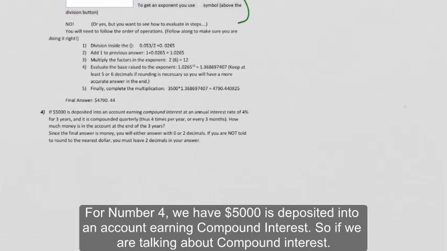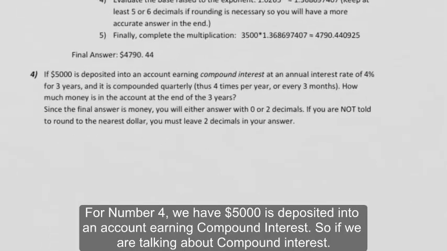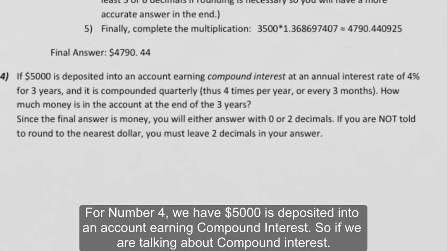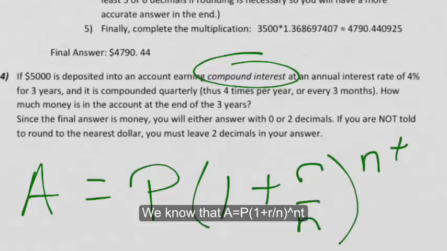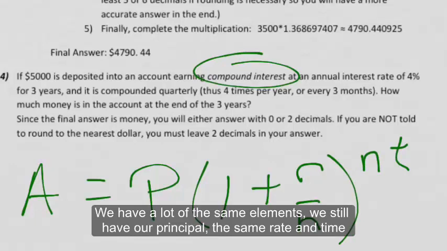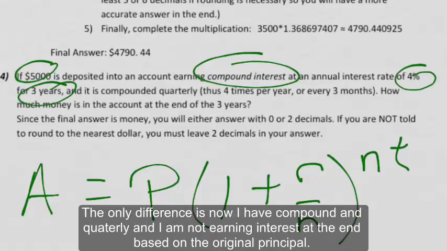So for number four, we have $5,000 is deposited into an account earning compound interest. And since we're talking about compound interest, we know we have that A is equal to P times the quantity 1 plus R over N, all raised to the NT power. Now we have a lot of the same elements. We still have our principal, and we still have the same rate, and we still have the same time. The only difference is now I have compounded quarterly.